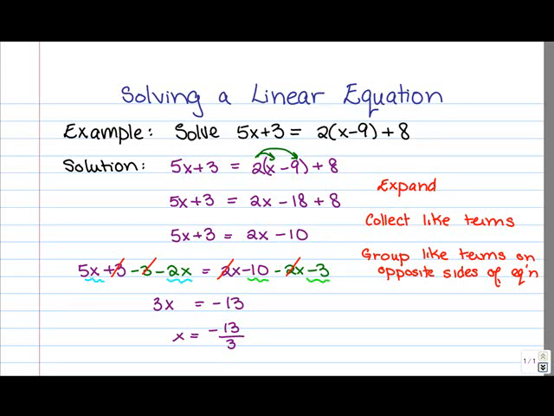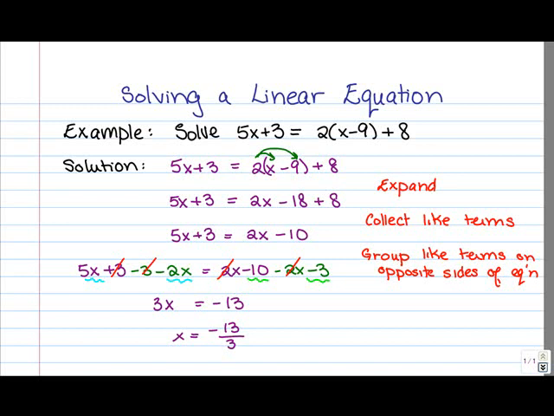So again, just to recap, what we did is expanded on the right-hand side and collected like terms to make it easier for us to then do the very important step of grouping all the terms with x's on one side and all the terms with numbers on the other. It's up to you if the x's go on the left or right, and vice versa. Okay, the key is to have all x's on one side, all numbers on the other side.